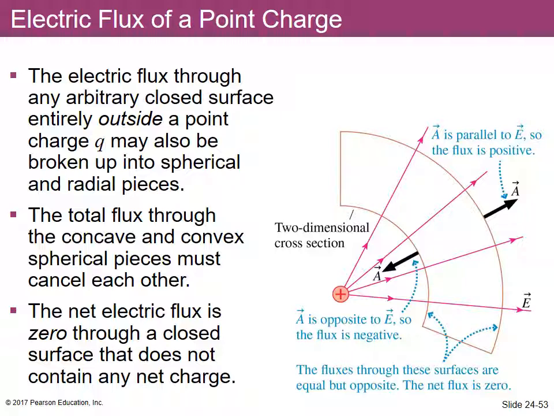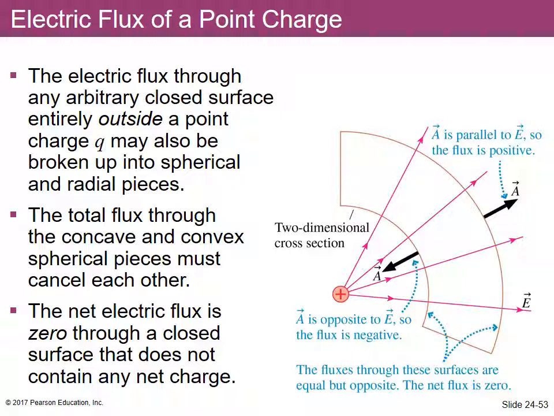The closed surface shown in the figure has a point charge Q outside the surface, but no charges inside. The electric flux through any arbitrary closed surface entirely outside a point charge Q may also be broken up into spherical and radial pieces. If the electric field were a fluid flowing outward from the charge, all the fluid entering the closed region through the first spherical surface would later exit the region through the second spherical surface. There is no net flow into or out of the closed region. Similarly, every electric field line entering this closed volume through one spherical surface exits through the other spherical surface.